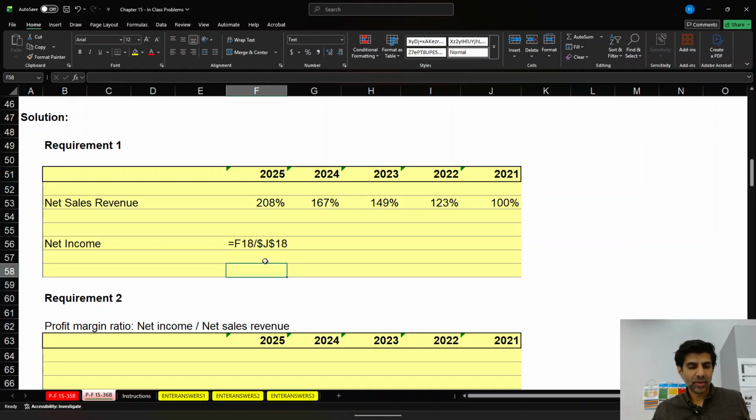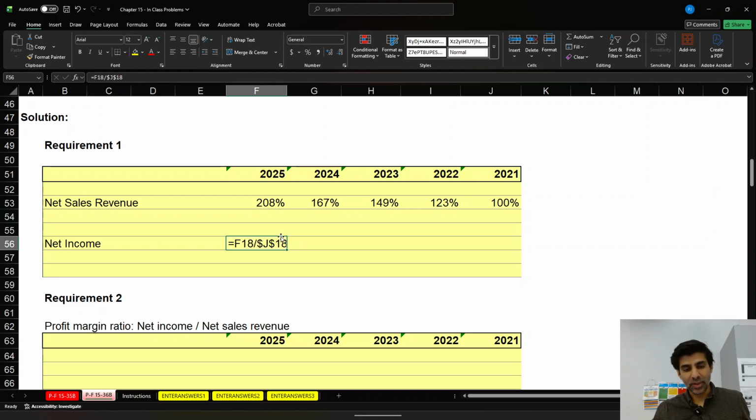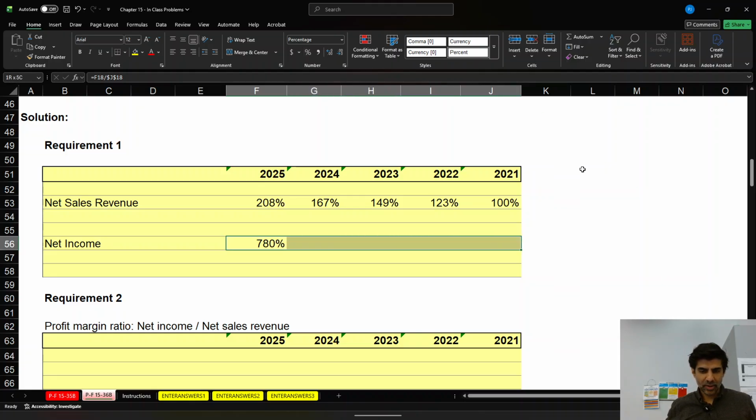So what I can do is go to this cell, change it to general, and it still didn't do anything because I had to kind of refresh it. So I just double click back into the cell, and then I can convert this to a percentage using this formatting. And then I can do Control R. I get this. Okay, so this is requirement one is done.